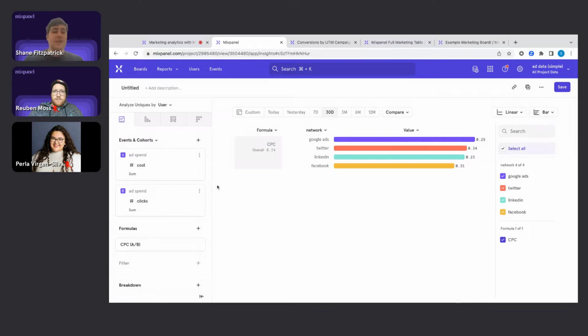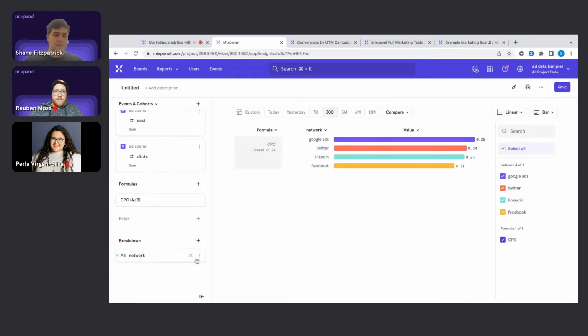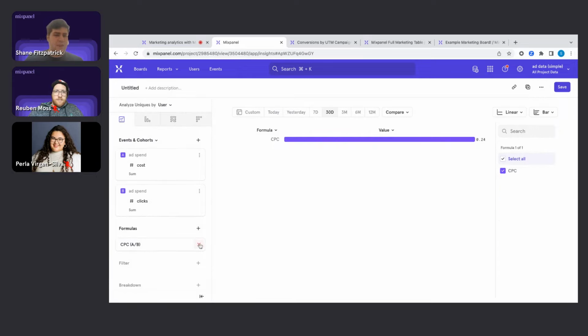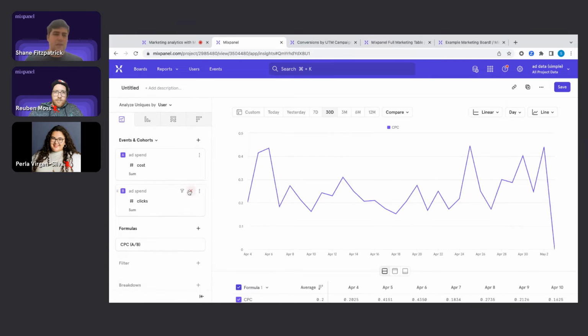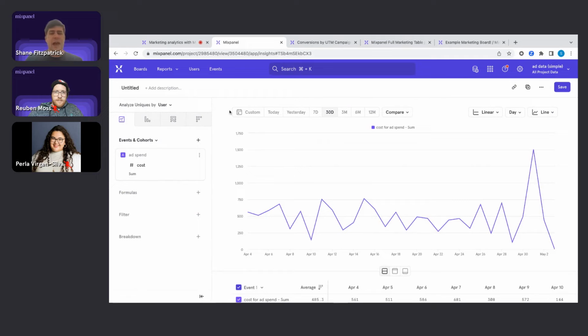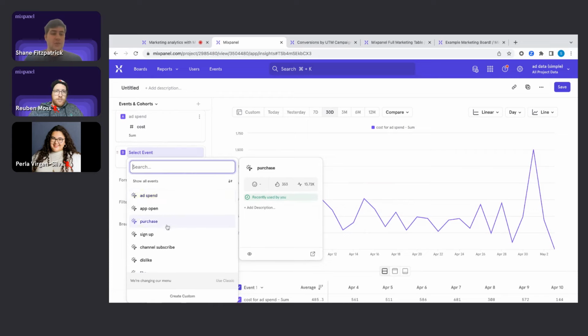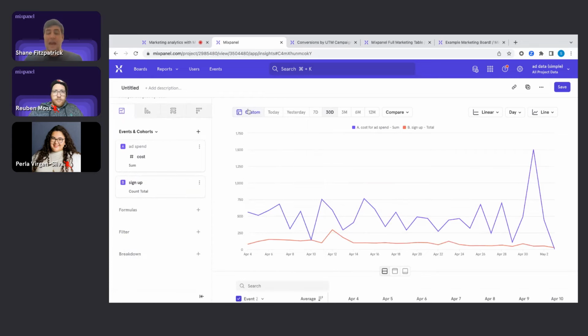Something else very interesting that I do want to call out, and let me go back to a line chart for this and clear out some of this stuff. We can take this cost that we already have now. Maybe we're curious if cost is actually affecting some down funnel things. When we spend more on ads, for example, do we get more signups? We can ask that question now, and we can see if one is actually impacting the other.